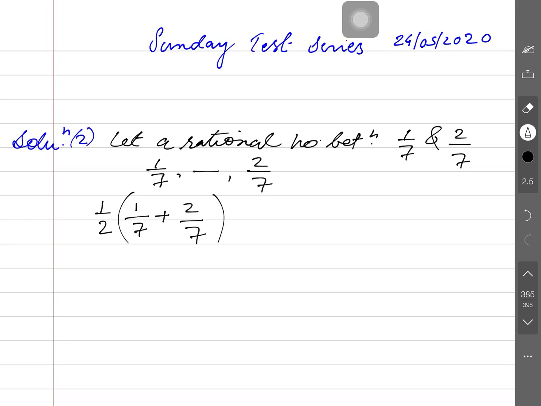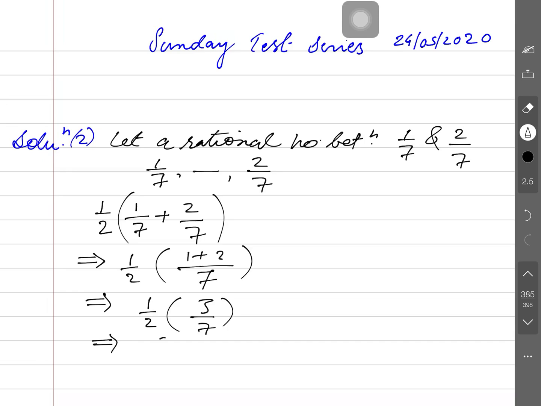We divide it by 2. So what is the number? Please tell me. So 1/2 of, with LCM 7, it's 1 plus 2, further to be solved, 3/7. But the next that comes is 3/14. Can it be divided further? No. So your answer is 3/14, that is your number.